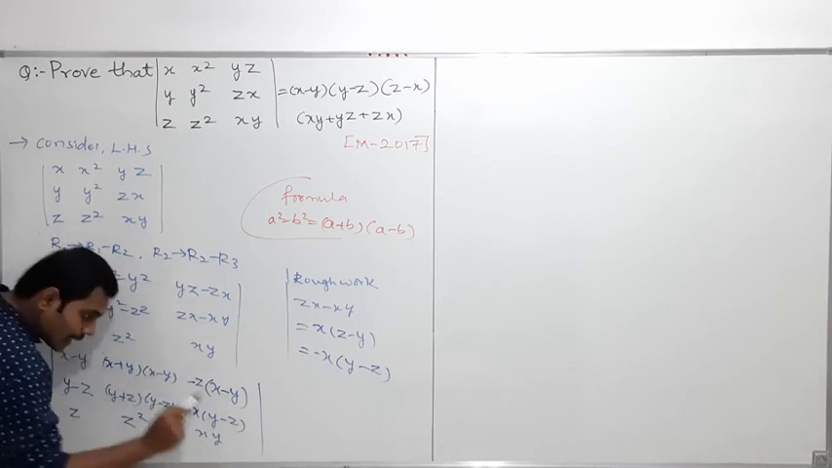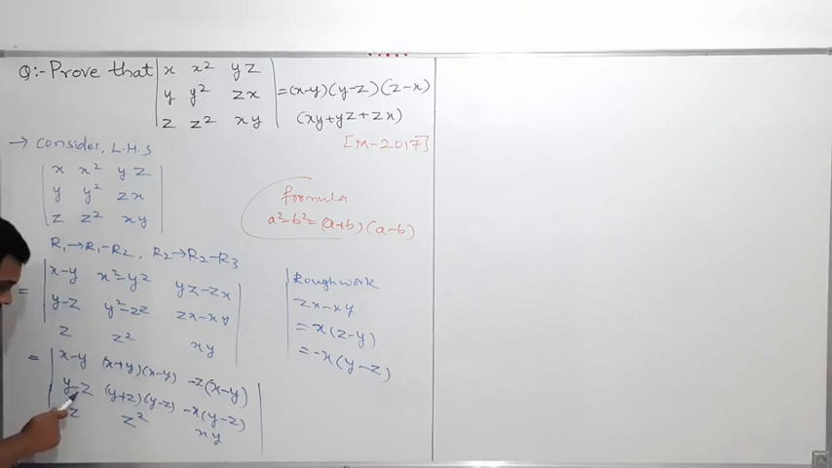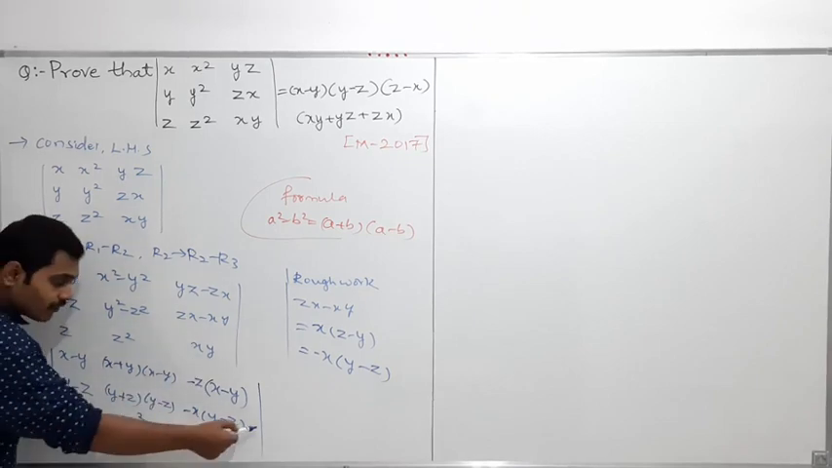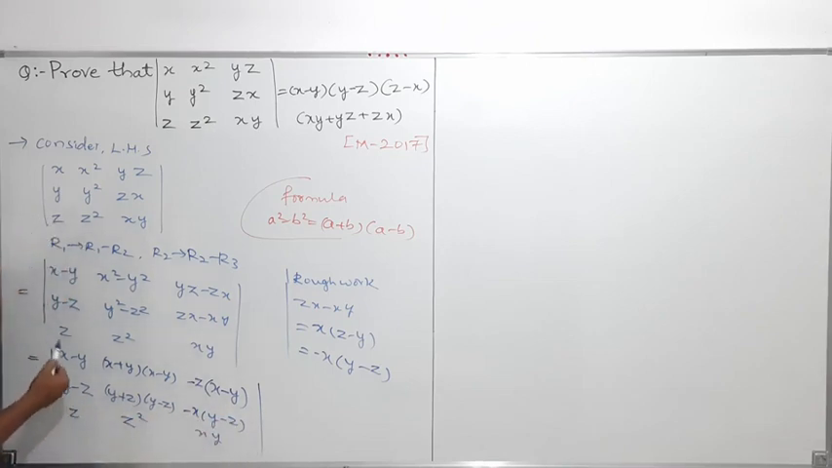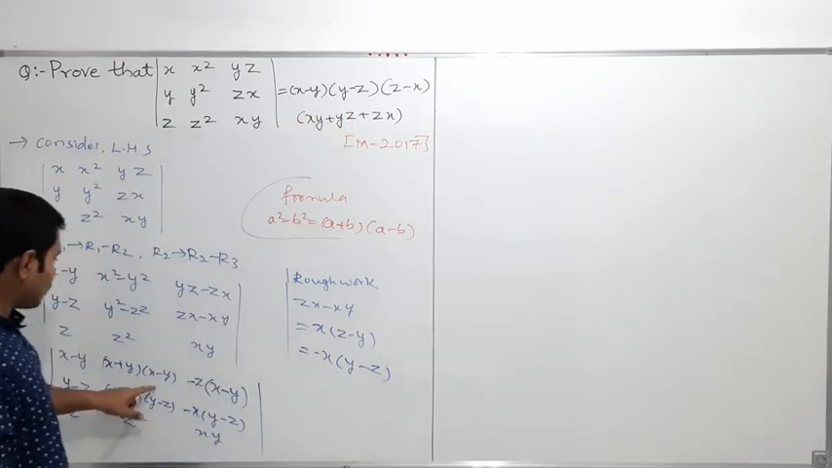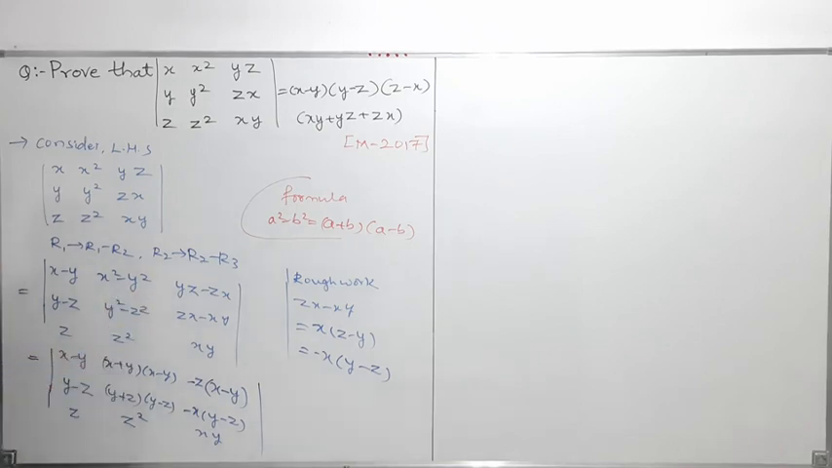From row 2 also I can take the common. Y minus z is here, y minus z is here, y minus z is here. So from row 2 also I can take the common as y minus z. Clear? And I even require x minus y and y minus z in the RHS. So therefore I applied this operation.